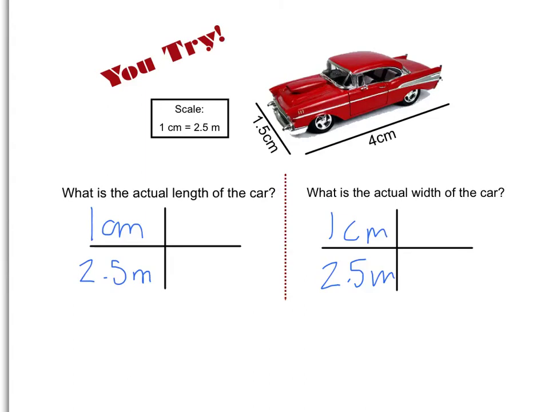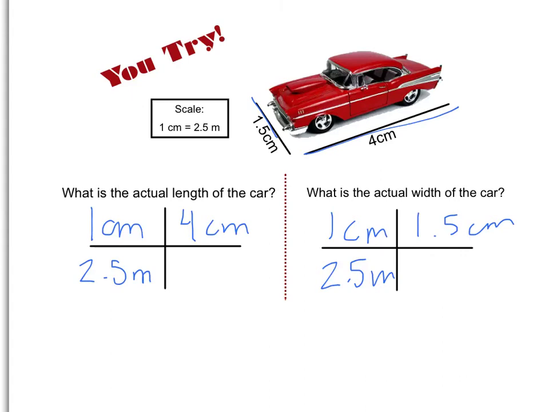Alright, the length of the car would be the long part of the car. The width of the car would be the shorter part. So I'm going to put my 4 centimeters in up here. For my width, I'm going to put my 1.5 centimeters over here. And I'm going to crisscross multiply, divide by the lonely guy.